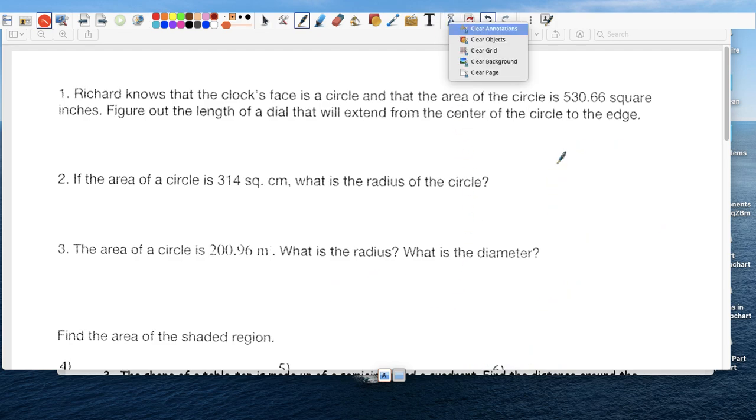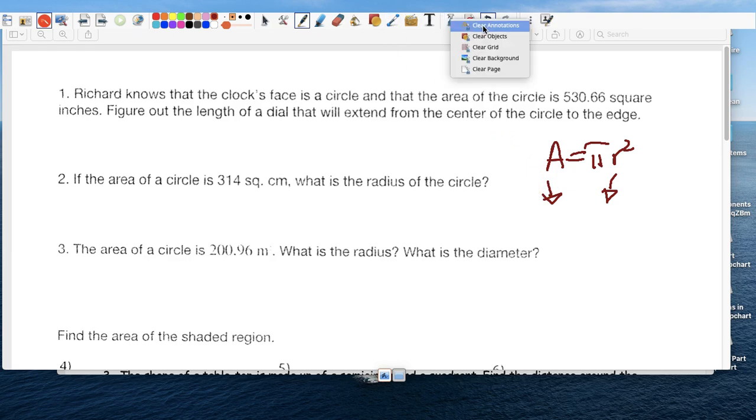So again, A equals pi r squared is not only to find the area of a circle, but we can also find the radius given the area. So it goes back and forth.